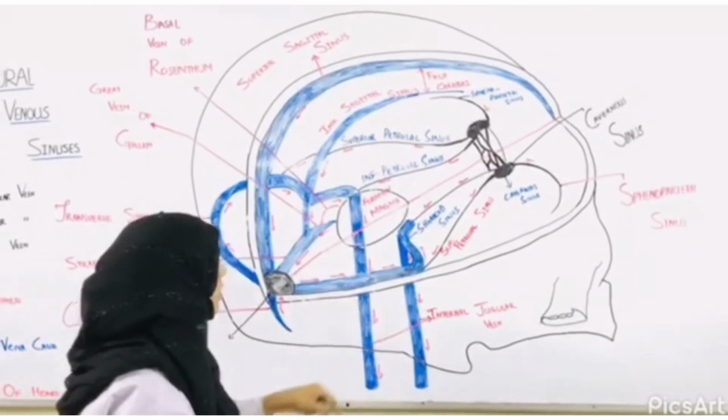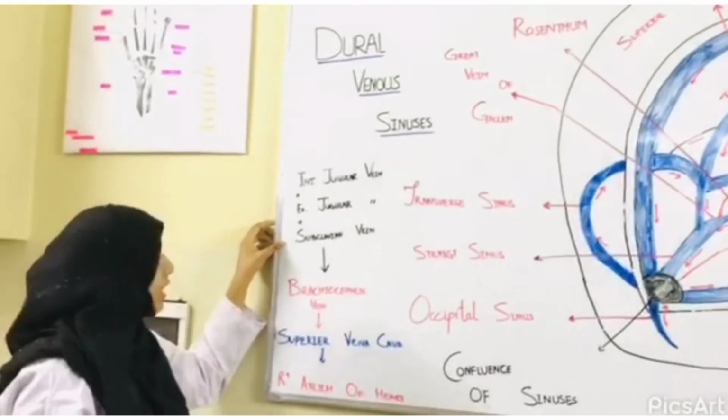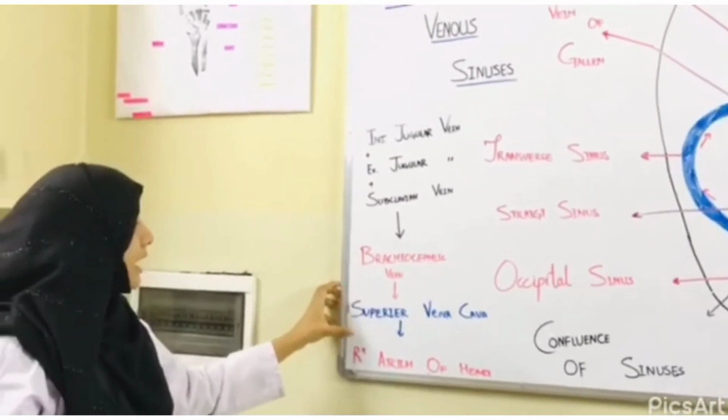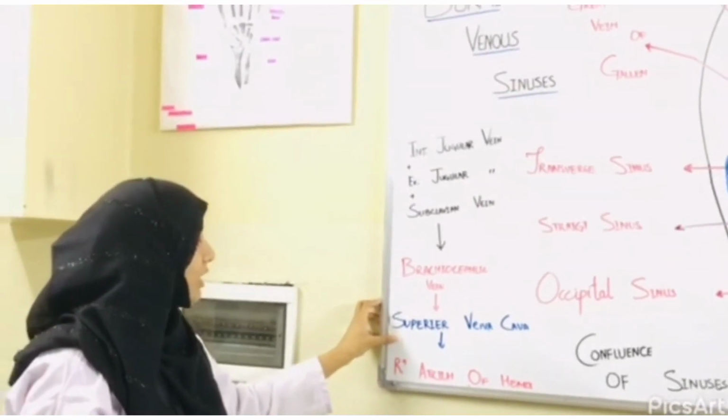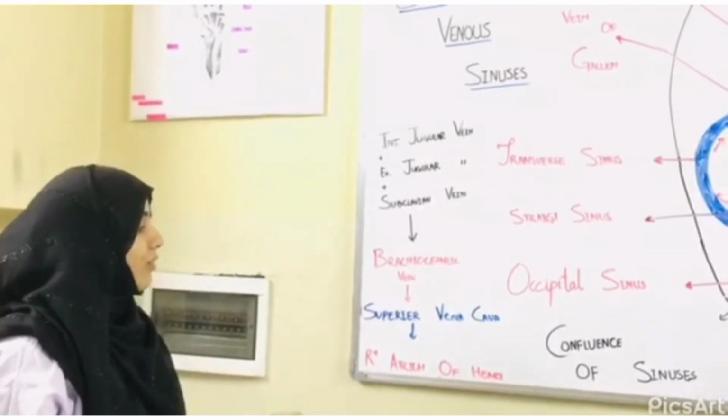The internal jugular vein, then with the external jugular vein and subclavian vein, becomes the brachiocephalic vein on both sides, and then it drains into the superior vena cava, which eventually drains into the right atrium of the heart.